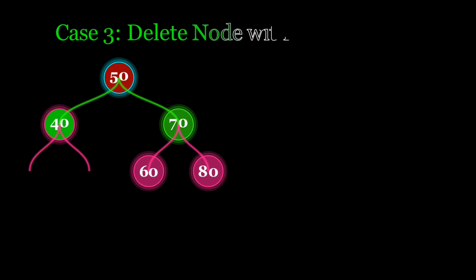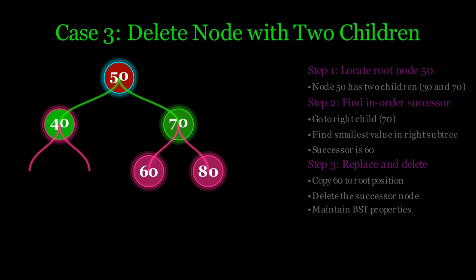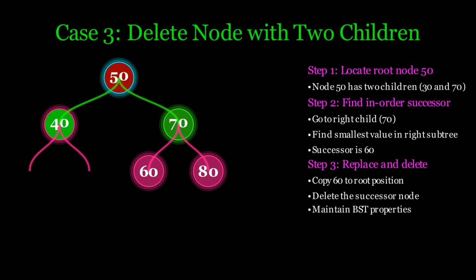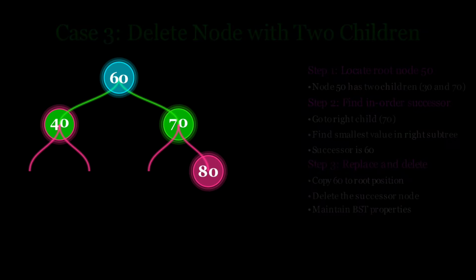Finally, let's delete the node 50, which is the root and has two children, 30 and 70. We start at the root 50. Since this is the node we want to delete, we find its in-order successor, the smallest node in the right subtree. We move to the right child 70, then its left child 60. This is the successor. We copy the successor's key to the root node, then delete the original successor node 60 from the right subtree. Thus, the node is deleted and BST properties are maintained.